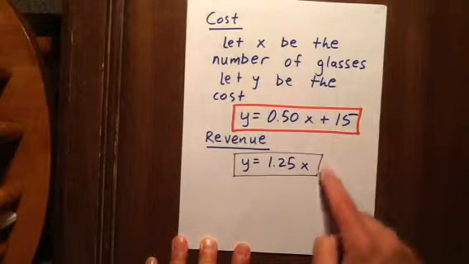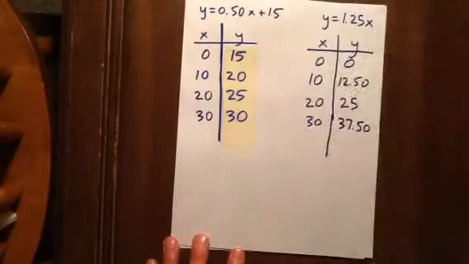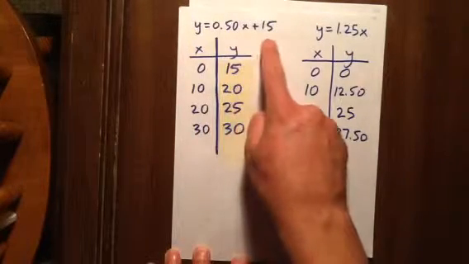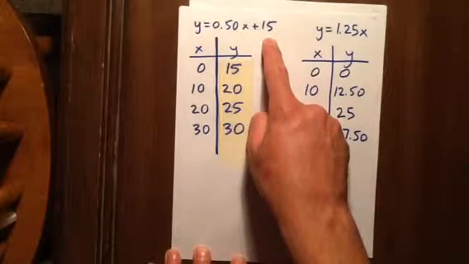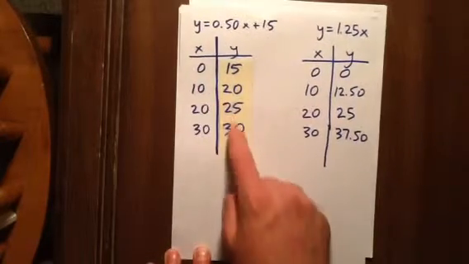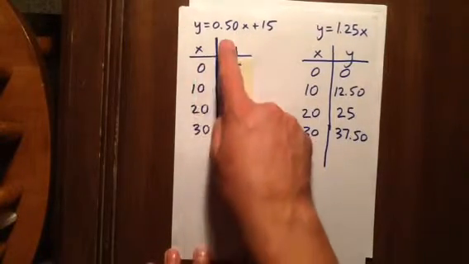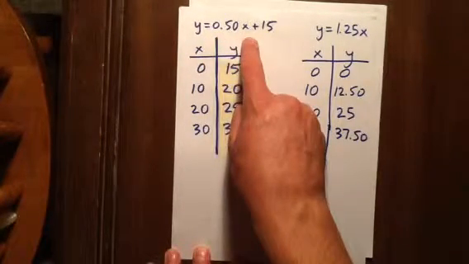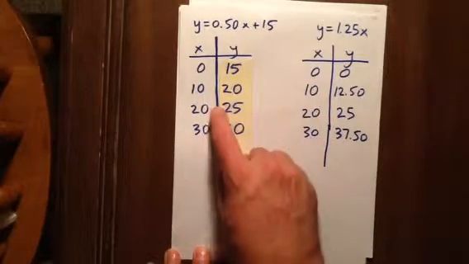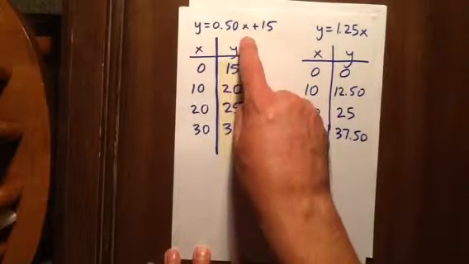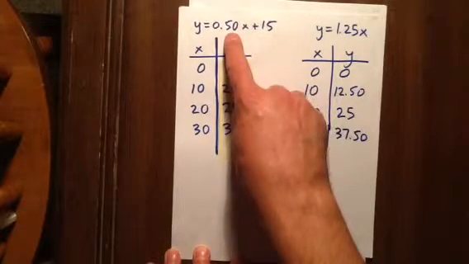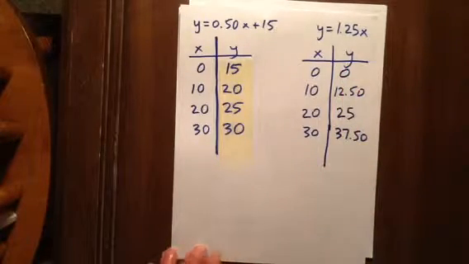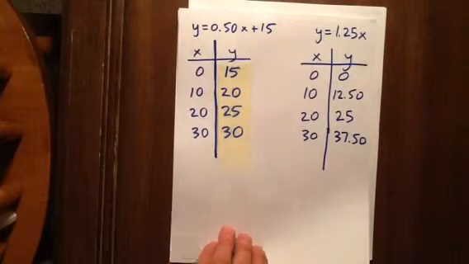So if we graph both of these on the same graph, we can do that using the table of values method. So the equation y equals 0.50x plus 15 can be graphed using a table of values. When x is 0, y is 15. When x is 10, 0.50 times 10 is 5 plus 15 is 20. When x is 20, 0.50 times 20 is 10 plus 15, which is 25. Following the same procedure over here, we come up with two different tables of values.